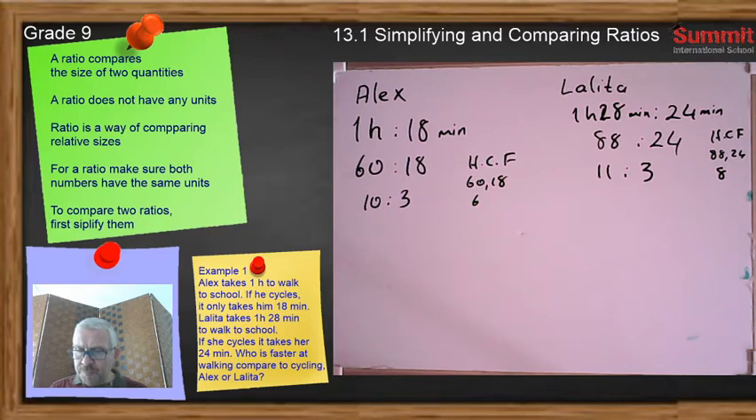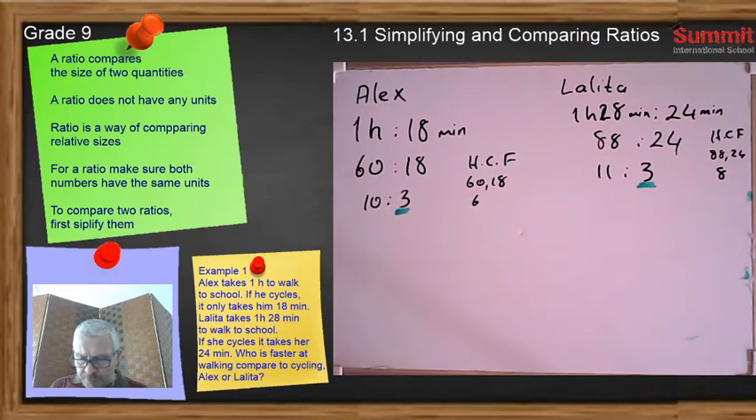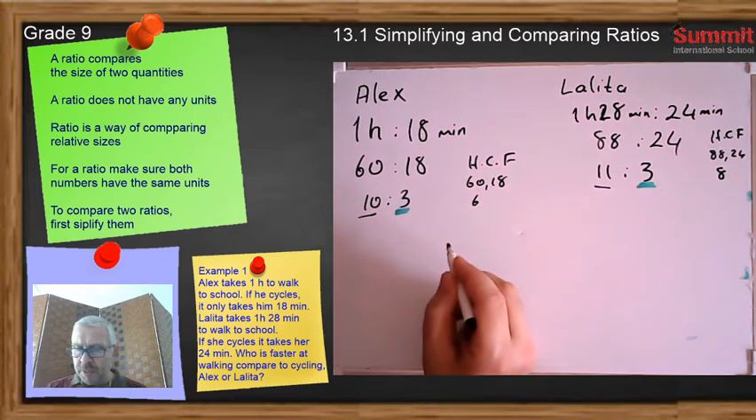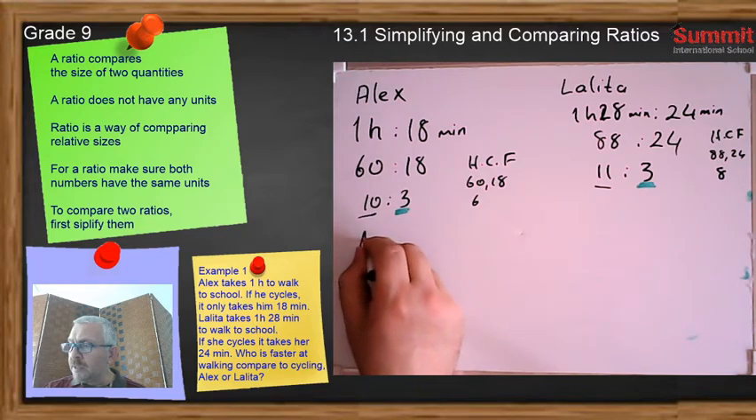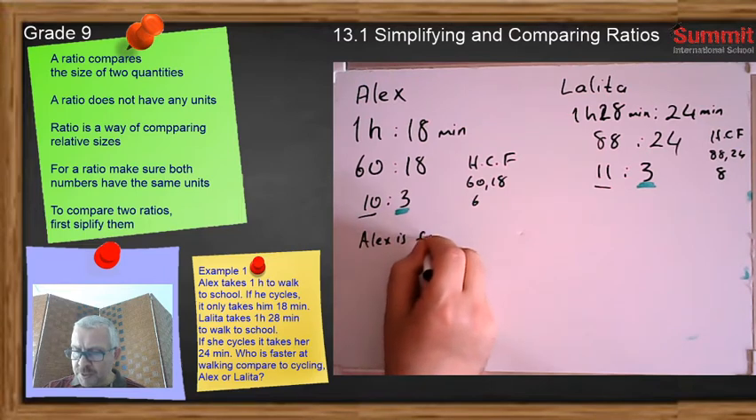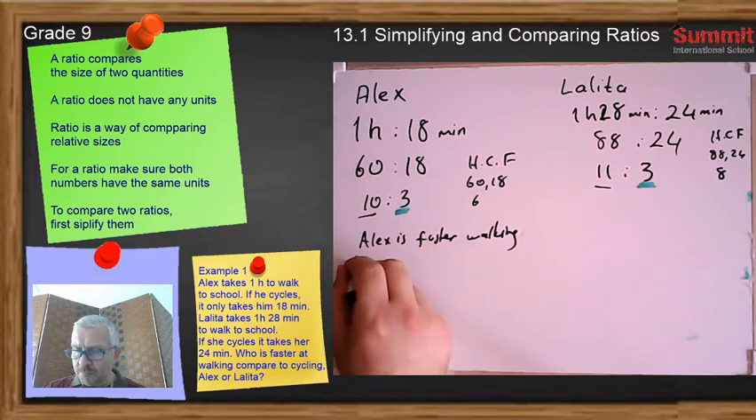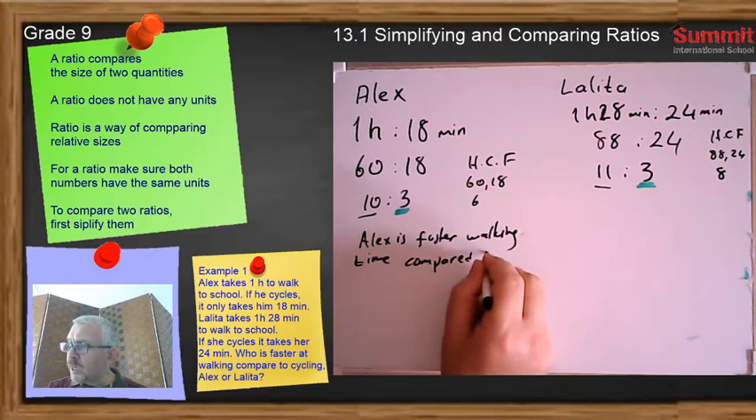Now as you see, the second number, the cycling number, is the same in both of them. Then we are going to compare the walking time. Now here, which one is smaller? As you see, 10 is smaller than 11. Then Alex is faster. Alex is faster at walking compared to cycling.